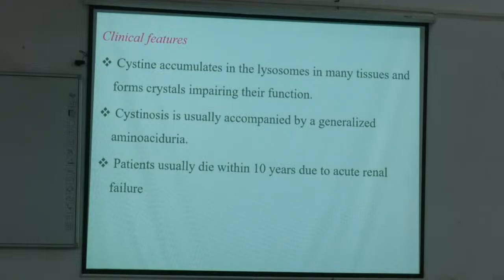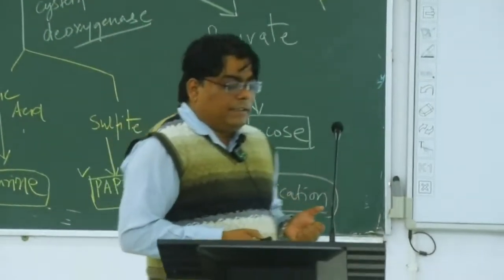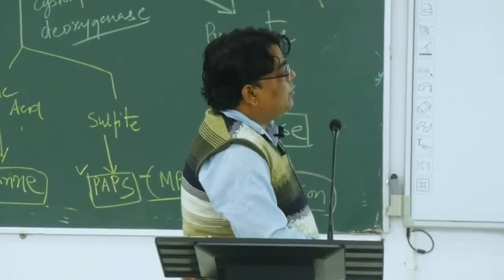Cystinuria, cystinosis. Okay. Now the last one, homocystinuria. It is very important. In homocystinuria, the level of homocysteine is increased in the blood, and it is excreted in the urine also.